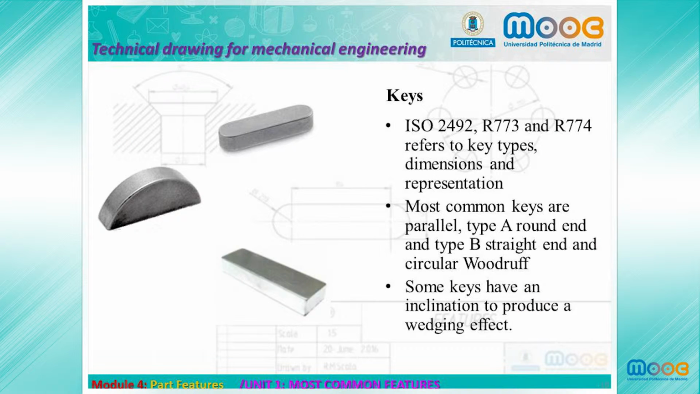The keys. ISO 2492, R773 and R774 refer to the key types, dimensions and representation. The most common keys are parallel, type A round-ended and type B straight-ended, and circular wood groove. Some keys have an inclination to produce a wedging effect.